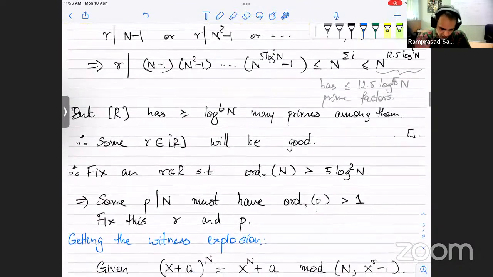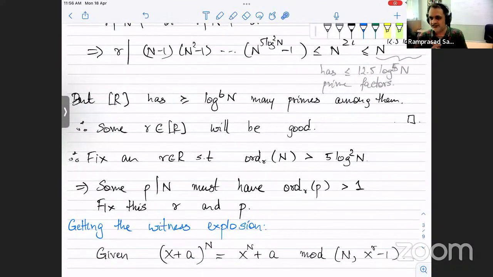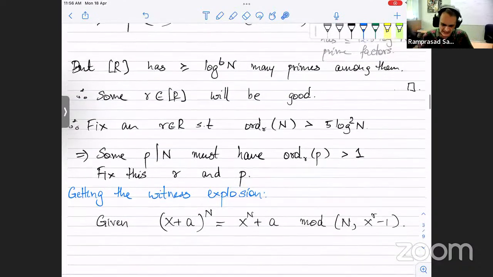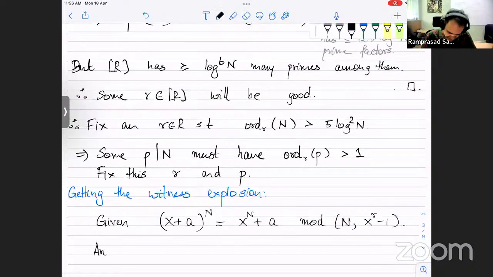Okay, so now what I want to do is I want to get the witness expression. And it's one of these things where once I write down what I mean by this, things should hopefully become a little clear. Now, at this point, what we know is that this statement is true for all choices of A in that certain range that you have. Okay, and it's going to become a little annoying that n is not prime and x^r minus 1 is not irreducible.